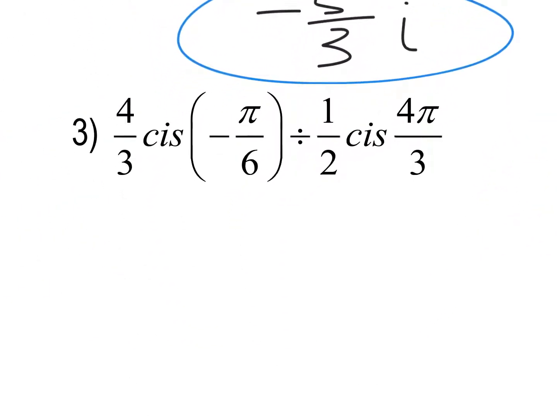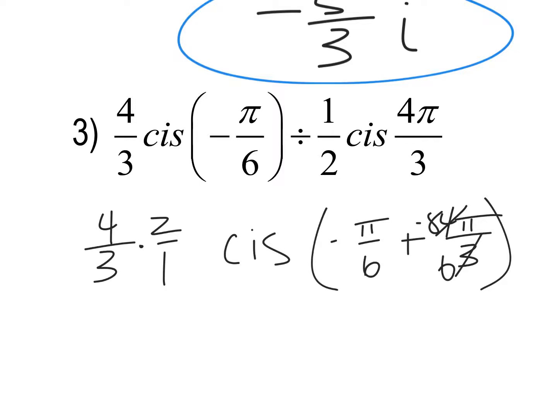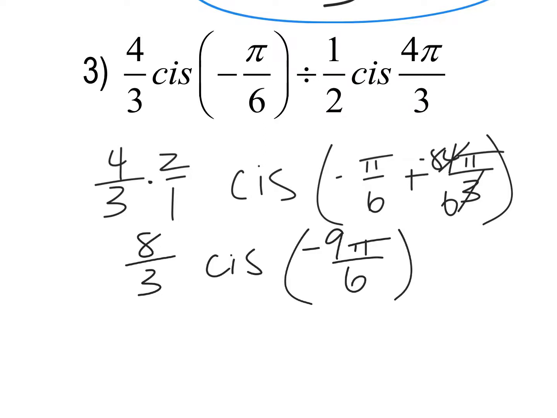Here's another division one. And so again, what I'm going to do is take my r's, my 4/3 divided by 1/2. That's the same thing as doing 4/3 times 2 over 1 because you flip and multiply. I'll simplify that in a second. And again, I need to subtract my thetas. So I'm going to need to get a common denominator, and I'm going to add a negative here. It's going to give me a negative again. So 4 times 2 is 8 over 3. When I simplify this, I end up with negative 9 pi over 6, which is the same thing as negative 3 pi over 2.